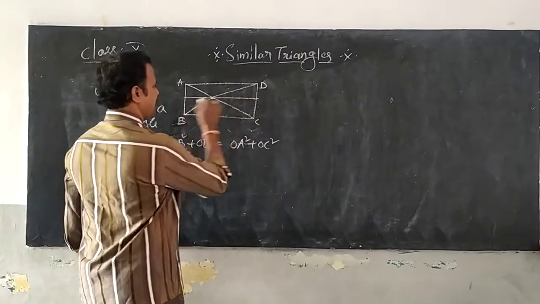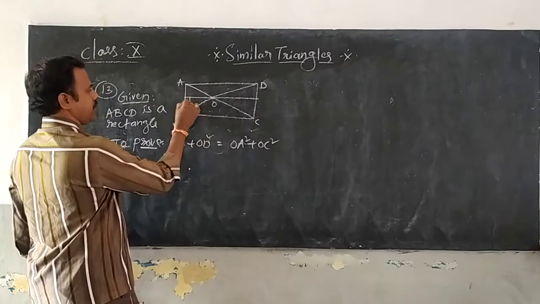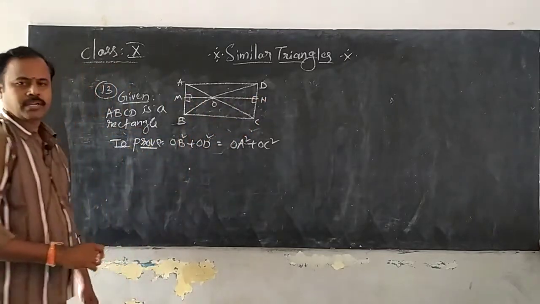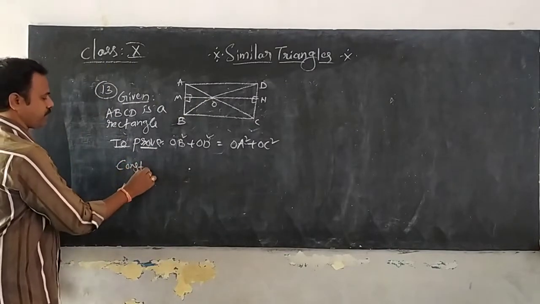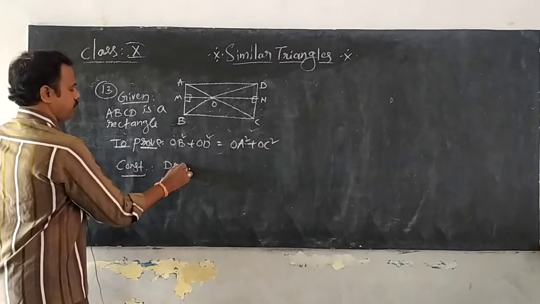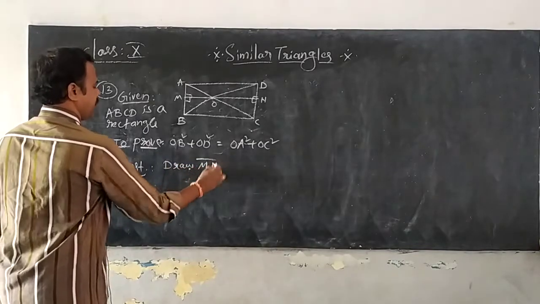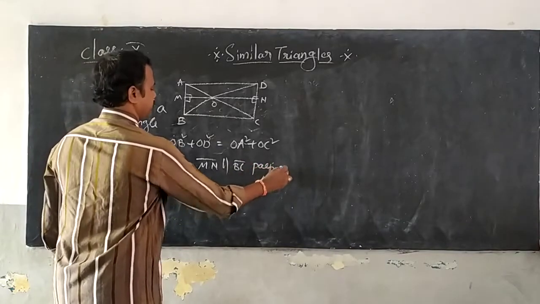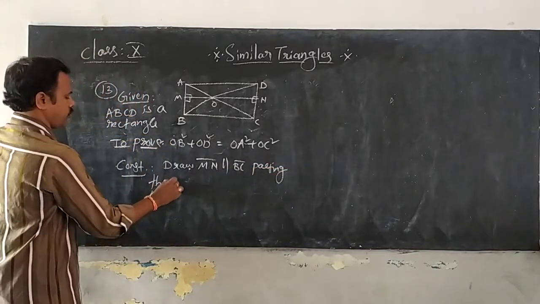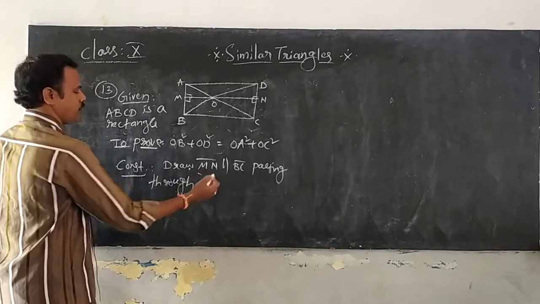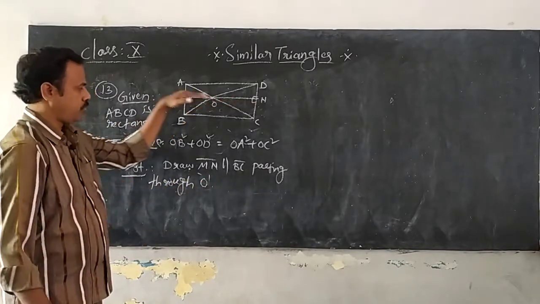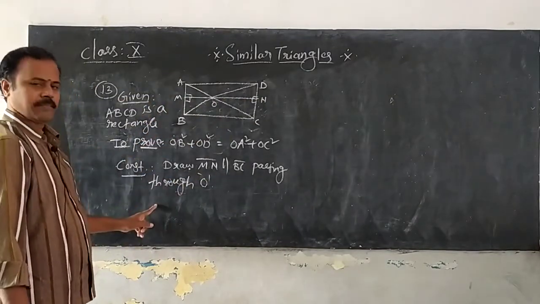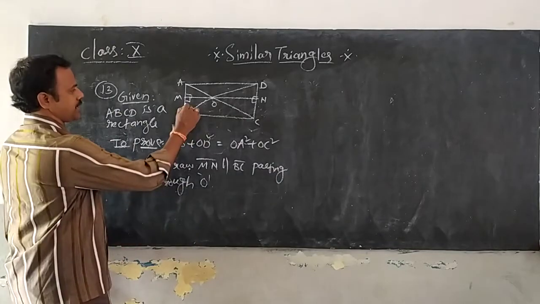I join a line parallel to BC or AD. Let it be M and N. Okay, that is our construction, Nana. We draw line segment MN parallel to line segment BC, passing through O. So passing through O, we draw a line parallel to BC, which is also parallel to AD.